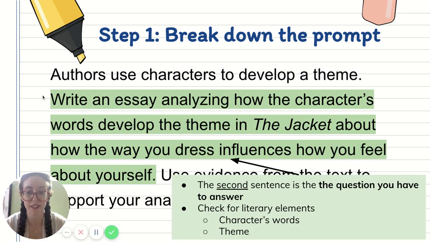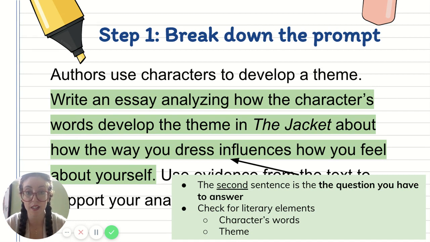Now, our second sentence is when they state the question that you have to answer. I have to analyze how the character's words develop the theme in the jacket about how the way you dress influences how you feel about yourself. That's my question. I have to analyze the character's words and how they develop the theme in the jacket about how the way you dress influences the way you feel.